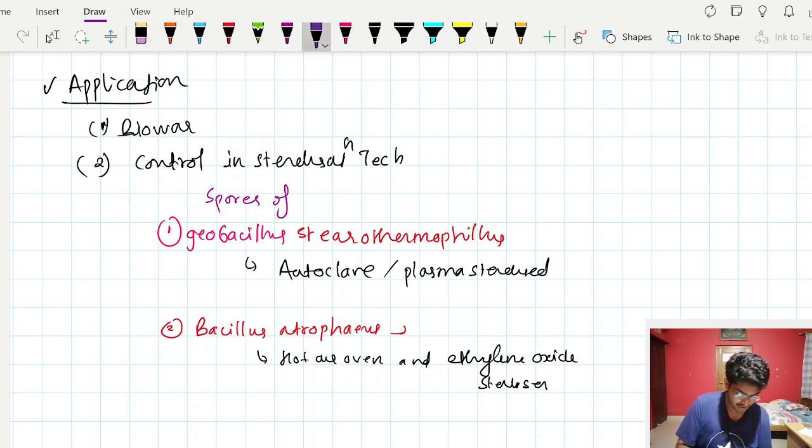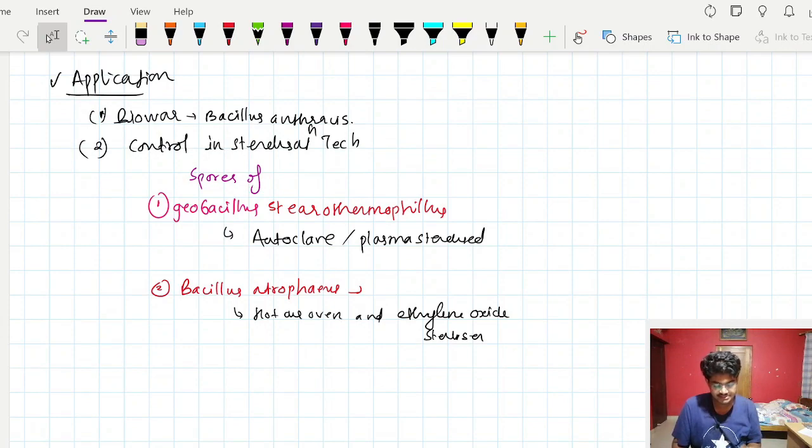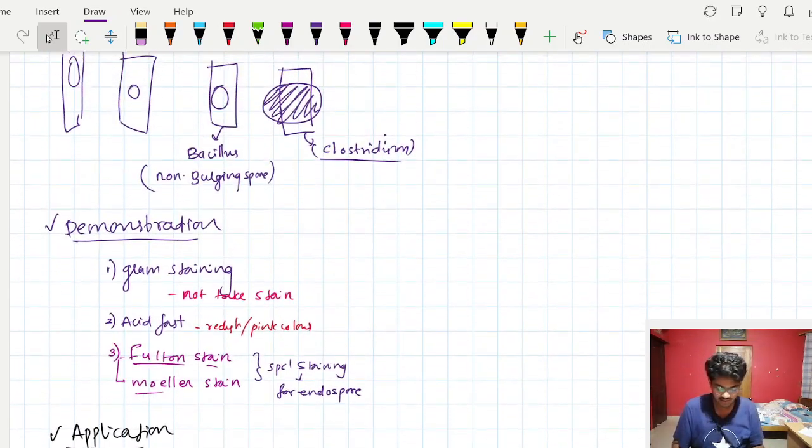For example, in biowar we use spores of Bacillus anthracis. Maybe you might have heard about the anthrax bioterrorism. So in biowar we use it as a bioweapon, and as a control in sterilization techniques. These are all about spores.